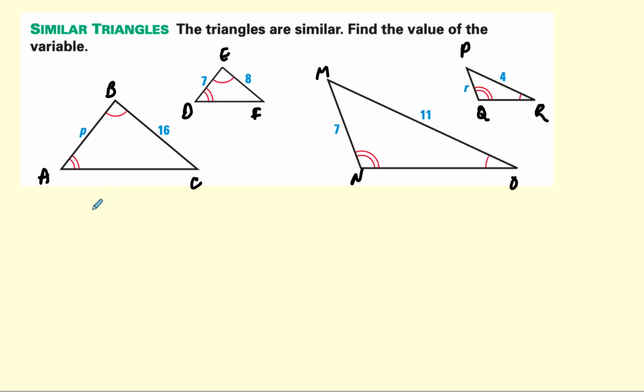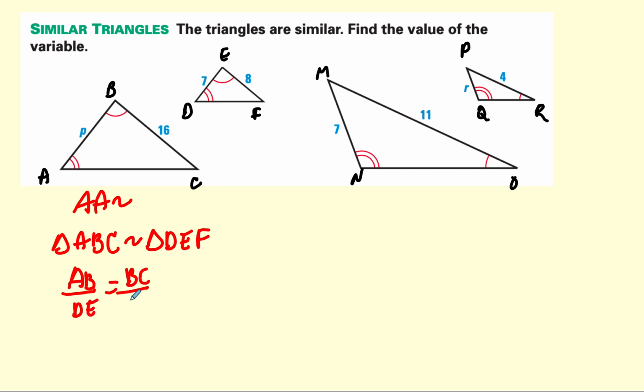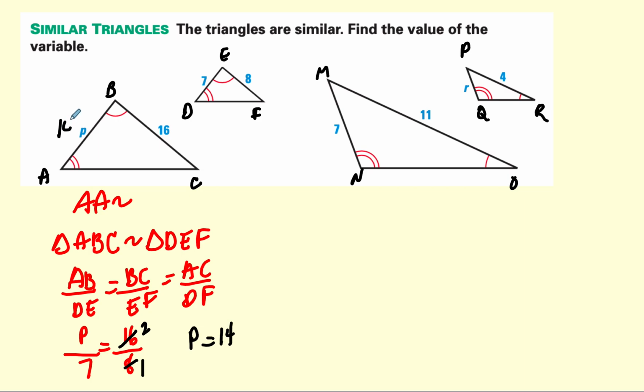Find the value of the variable. So we know these triangles are similar by angle-angle similarity. Triangle ABC is similar to triangle, now A goes with D, DEF. Now I could write out the proportion between the sides, so what I was showing before. And then I can just substitute values in here. AB is P, and DE is 7, and BC is 16, and EF is 8, and I can cross multiply, or I can reduce right away if I want. So I can go 2 over 1 and then cross multiply, and so P will be equal to 14. So this answer will be 14.